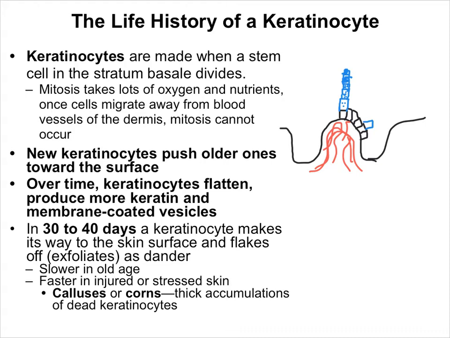And as with many things, this process becomes less and less efficient as you age. So older people are going to have this process occur much more slowly, and thus they will have fewer layers to their epidermis and thinner skin. And this is one reason why older individuals tend to have thinner, more fragile skin that's more prone to tearing.